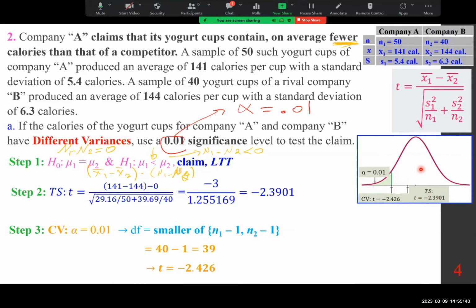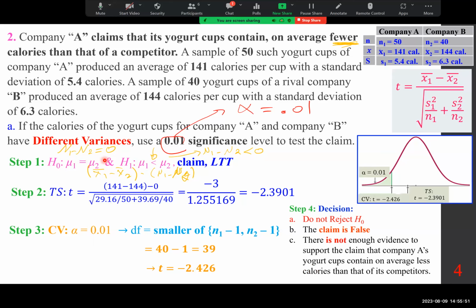Therefore, don't reject H0 or fail to reject H0. And if you don't reject H0, you're rejecting H1 or the claim. So what are you rejecting? H1. So claim is being rejected, meaning the claim becomes false. There is not enough evidence to support the claim that Company A's yogurt cups contain on average less calories than that of its competitors. So again, if you don't use the technology, the numbers will be different, and that's fine as long as you show your steps.